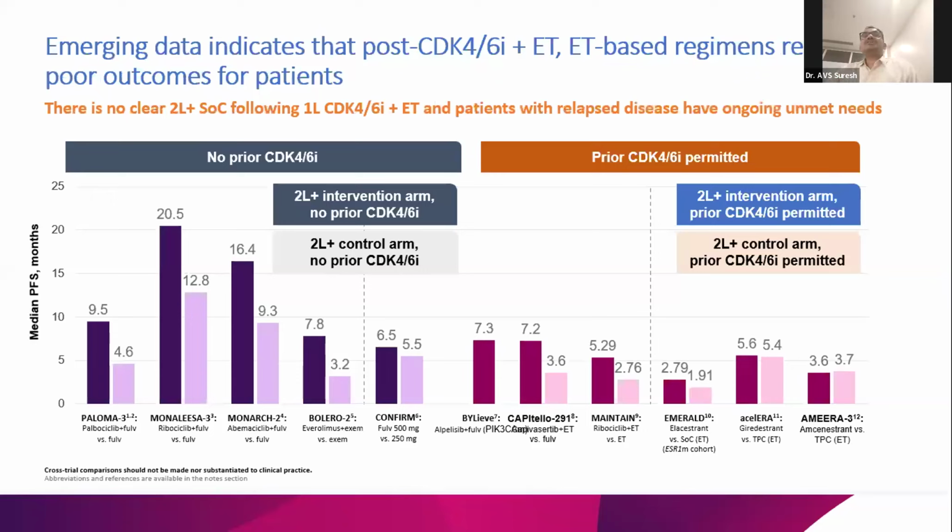So the emerging data indicates that post CDK4/6 inhibition, an endocrine therapy-based regimen further is not making a big dent. If I use letrozole, then fulvestrant didn't make a big difference. If I already used one type of therapy, the other type of therapy is not actually making a big difference. This is what makes us think about what next.